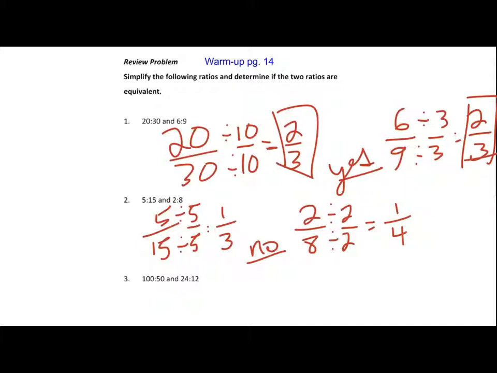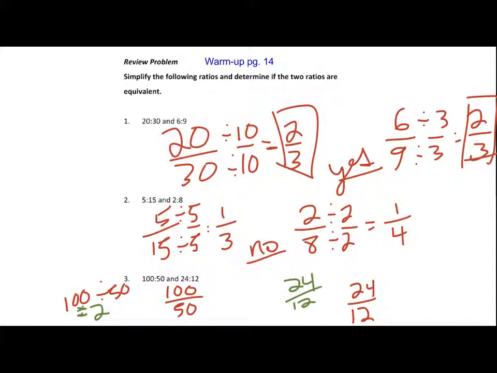Okay? Number 3, 100 to 50 and 24 to 12. We could check our ratio values, which we know are, for 100 to 50, 100 divided by 50, which equals 2. And then for 24 to 12, if I divide them, I end up with 2 as well. So because our ratio values are equal, we know that, yes, these ratios are equivalent.